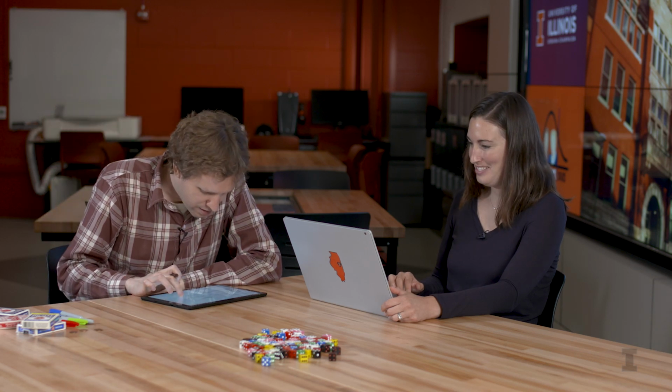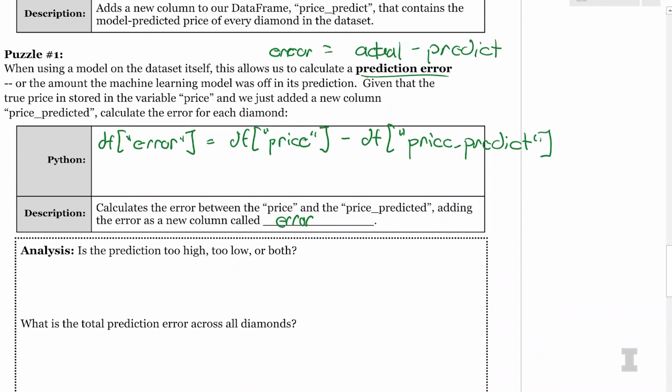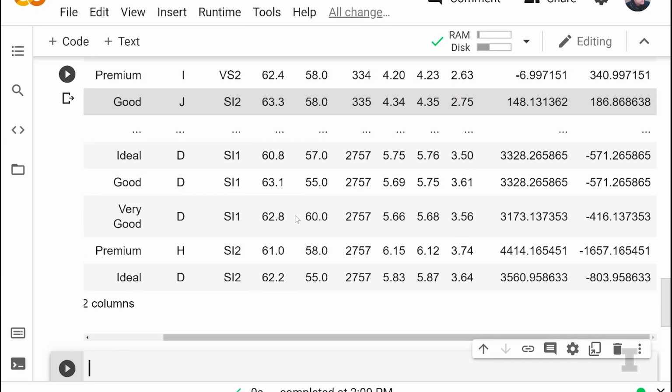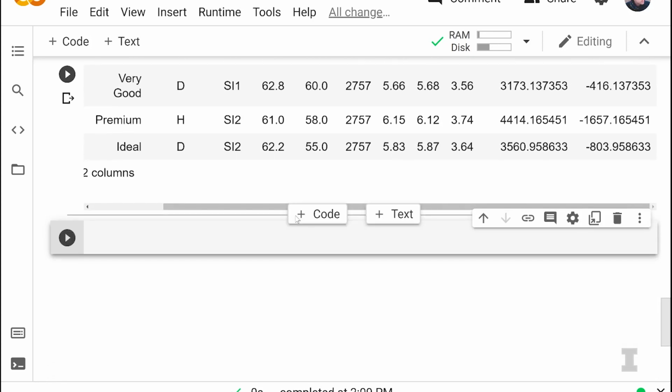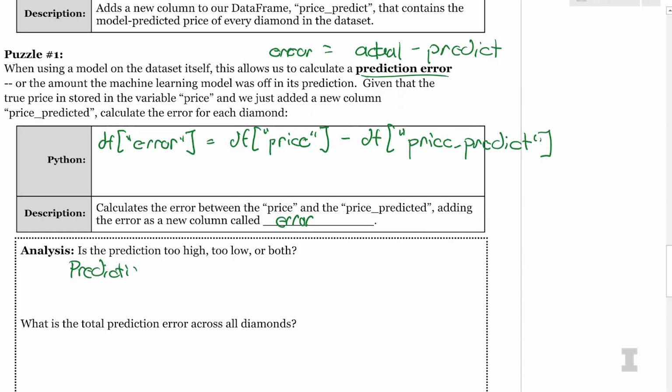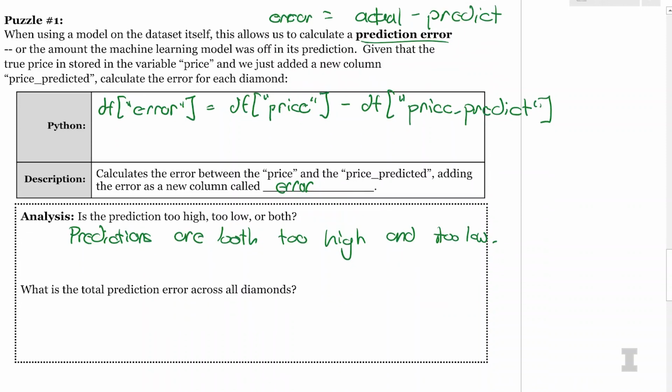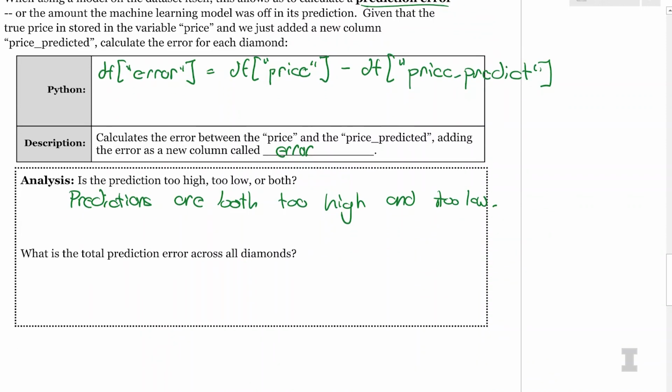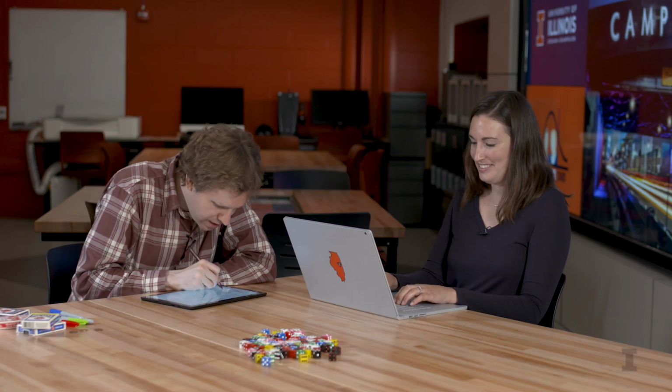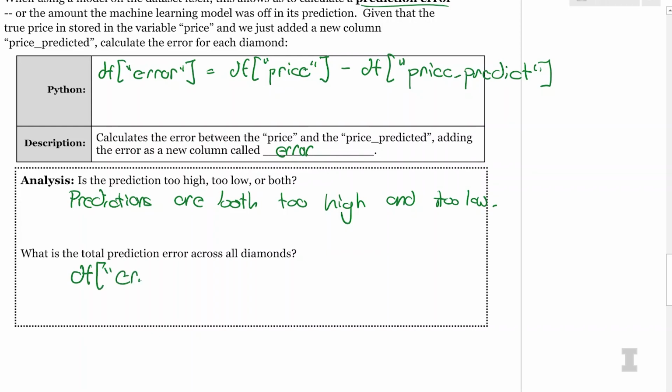Yes. And so is this prediction going to be too high, too low, or both? Looking just at the error column, we see some are too high and some are too low, right? Yeah, so the predictions are both too high and too low. So what I'm actually wondering is, what is the total prediction error? Let's just sum up all of that. So let's do df at error dot sum.